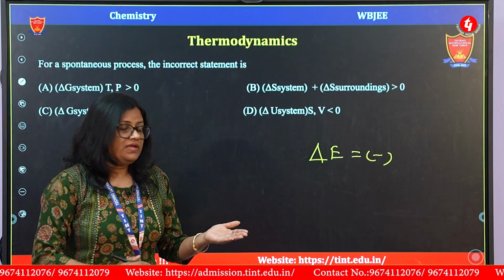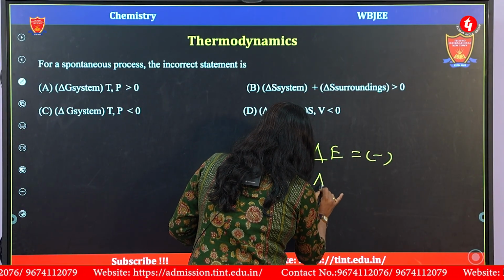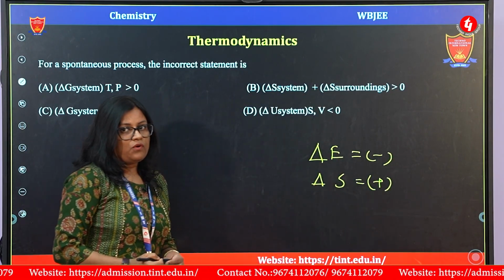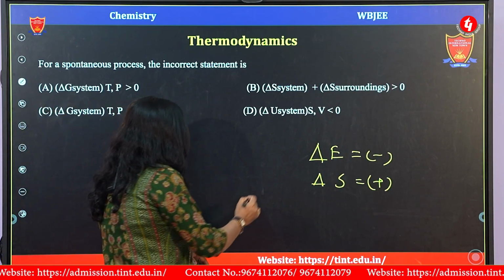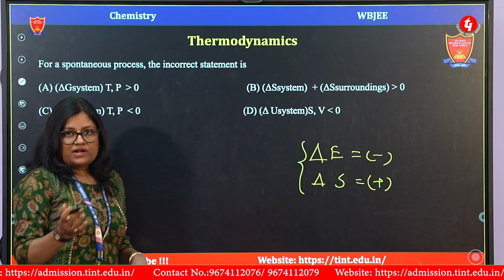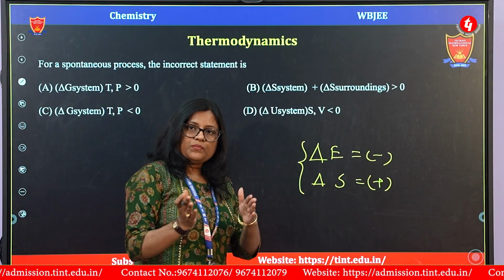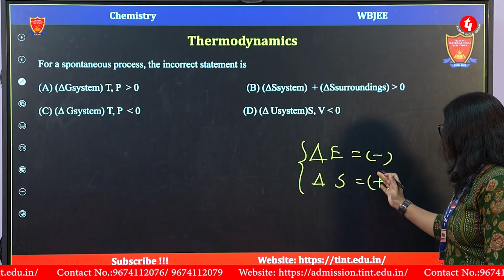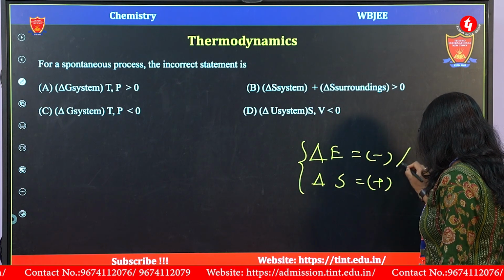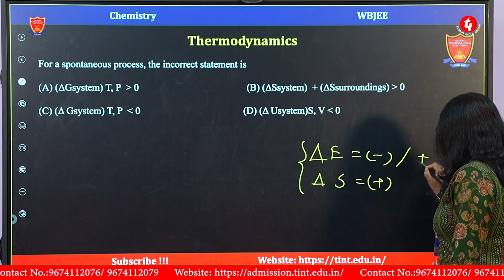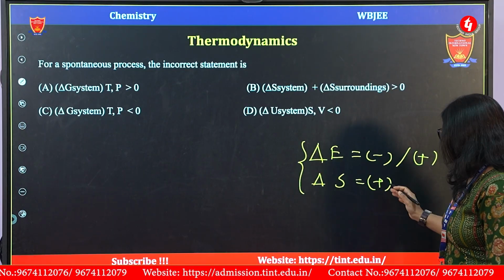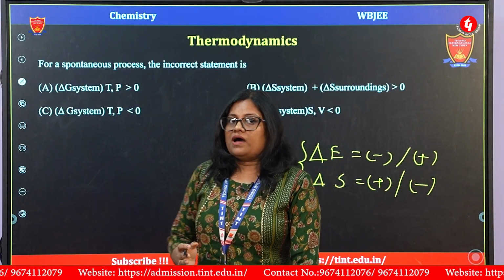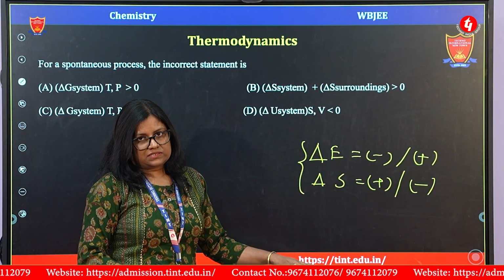Also, in terms of entropy, a system wants to attain maximum randomness, that is delta S should be positive for a spontaneous process. These two are in terms of energy and entropy. But there are some processes where the process is spontaneous, but energy increases, that is delta E may be positive also. Similarly, delta S may be negative also.